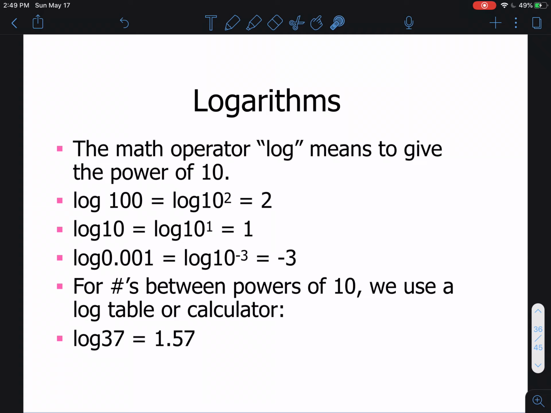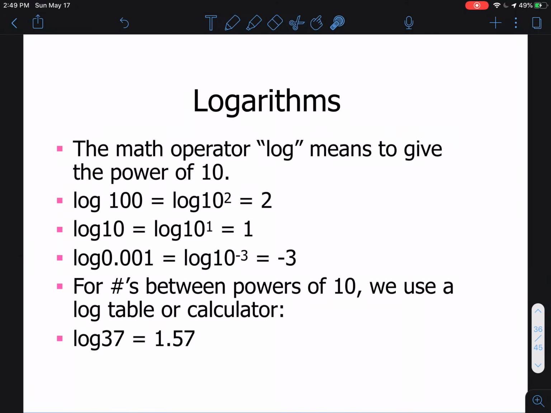So again, logarithms are mathematical operators. It means to give the power of 10. So if you have log 100, that means log 10 raised to the 2, which would equal 2. If you have log 10, that's log 10 raised to 1, so that will give you 1. If you have log 0.001, 1/1000th, that's going to give you log 10 raised to the negative 3, which is going to give you negative 3 right here.